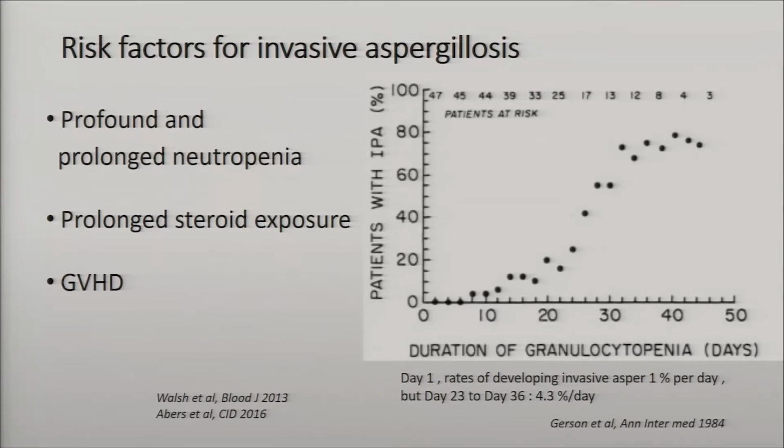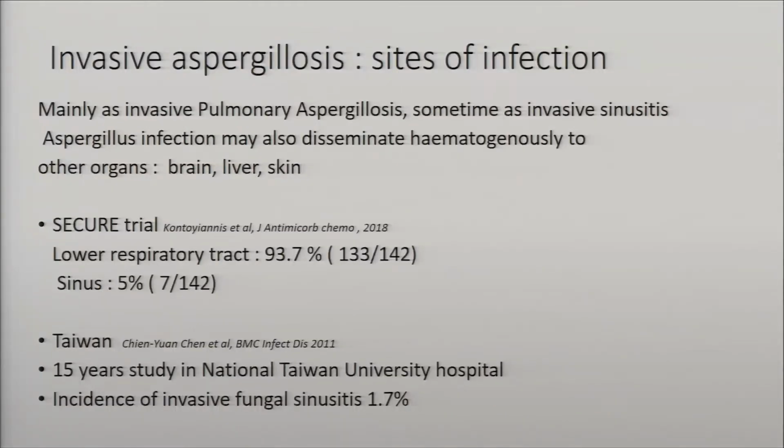It found that the incidence or the rate of developing fungal infections increases day by day. So the initial period is 1%. If it's more than 21 days, after the third week, it increases by 4% per day. Okay. So what is the commonest site if a patient were to get invasive aspergillosis?